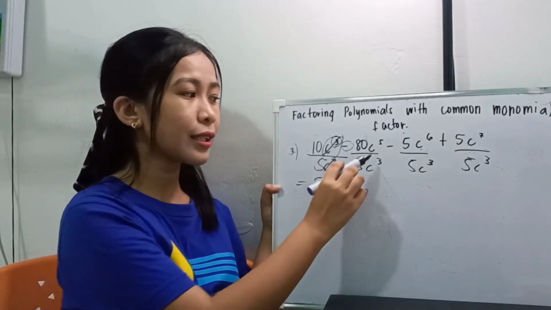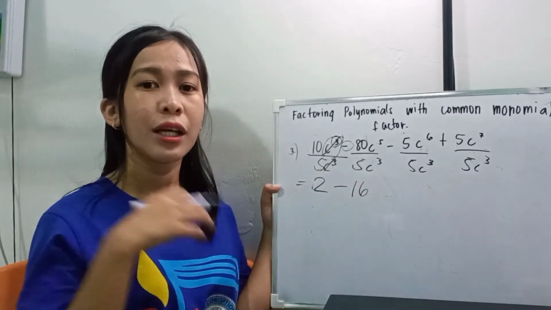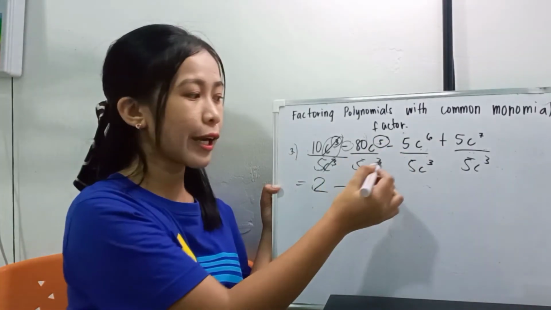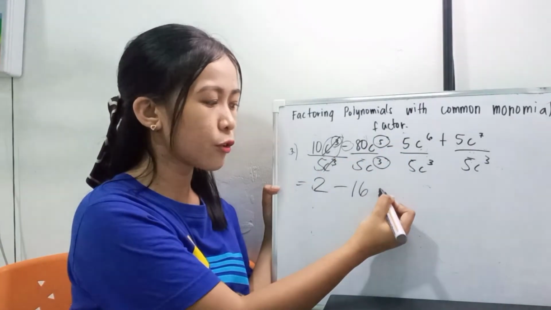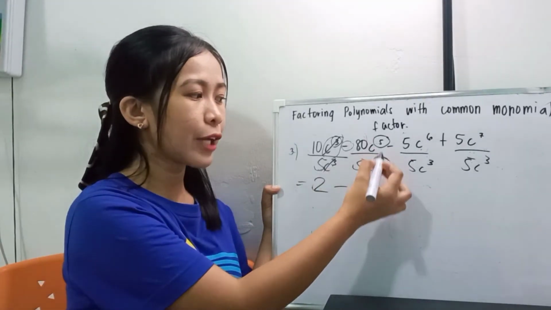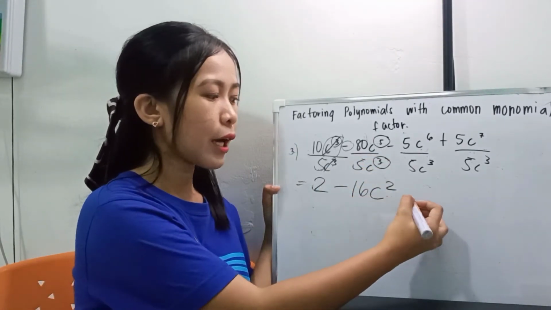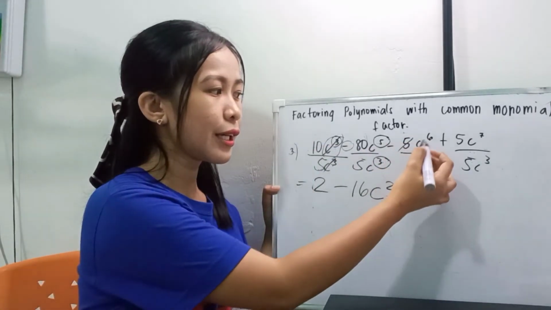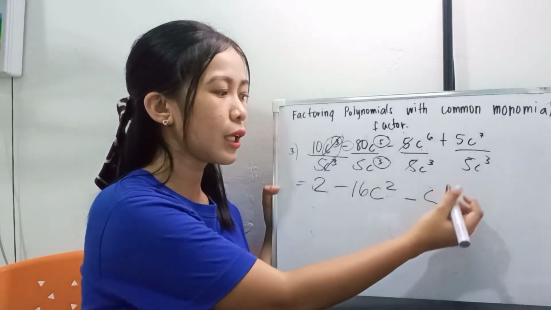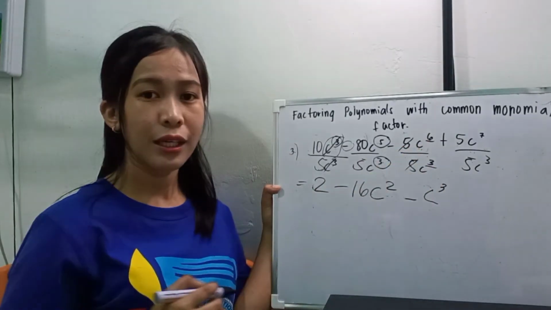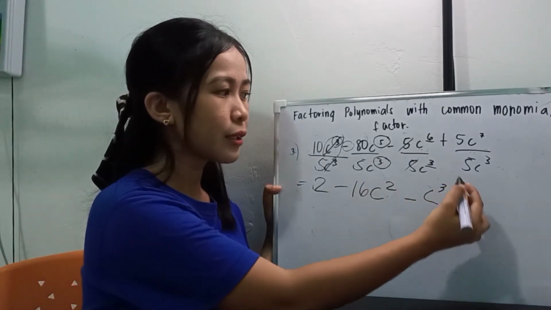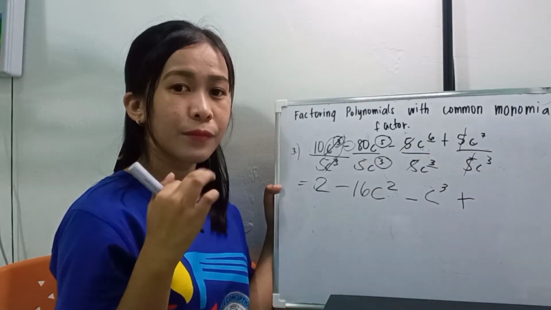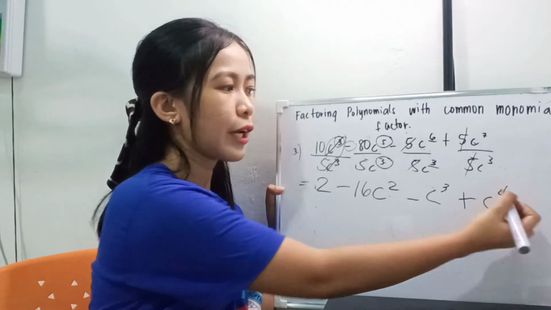Just write it. And then, c raised to 5 divided by c raised to 3. Remember, when you are going to divide variables with exponents, you just subtract the exponents. So, just copy the base, which is c. And then, 5 minus 3 is 2. Right? And then, of course, we have 5 divided by 5, cancel the 5. And c raised to 6 divided by c raised to 3 is c raised to 3, because 6 minus 3 is 3. Alright? And then, this one, plus, the 5 also cancels. C raised to 7 divided by c raised to 3, that is c raised to 4.